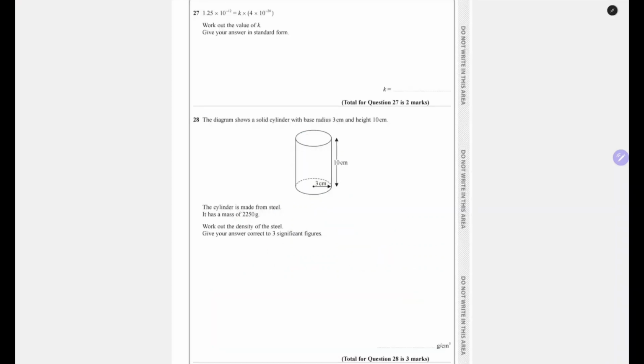Question 27 says 1.25 times 10 to the power of minus 12 is equal to k times 4 times 10 to the minus 20. Work out the value of k, give your answer in standard form. So all we really need to do is rearrange this equation. Right now it's 1.25 times 10 to the minus 12 is equal to k multiplied by 4 times 10 to the minus 20. And so we're going to take the multiplied 4 times 10 to the minus 20 and divide by 4 times 10 to the minus 20.